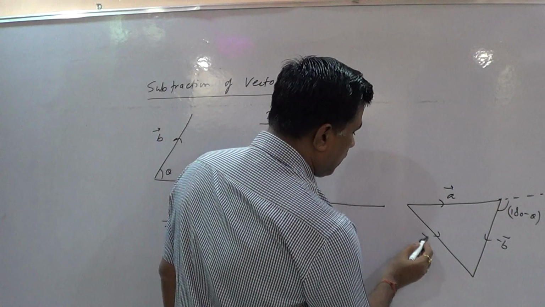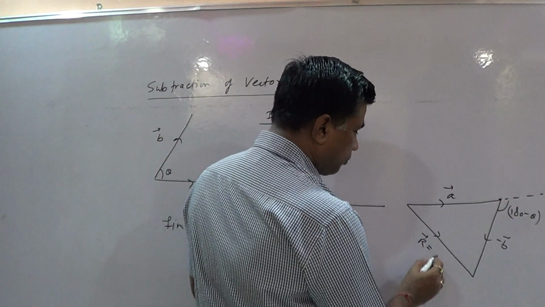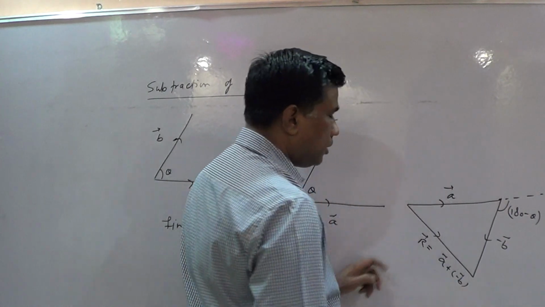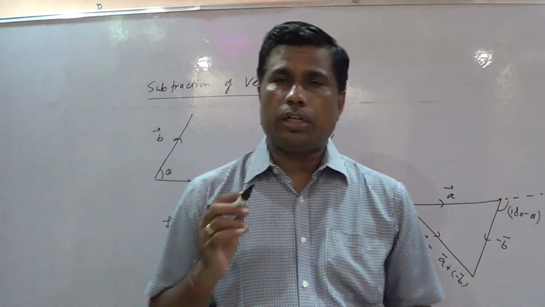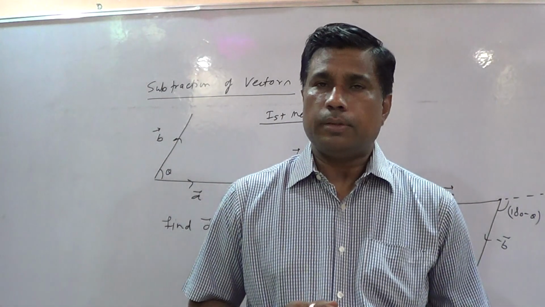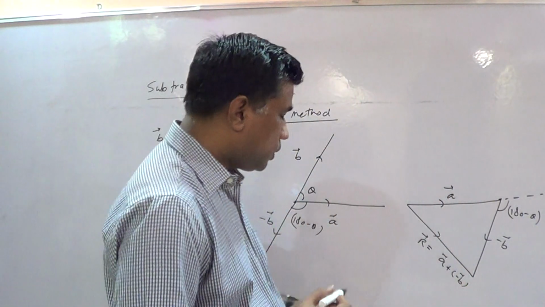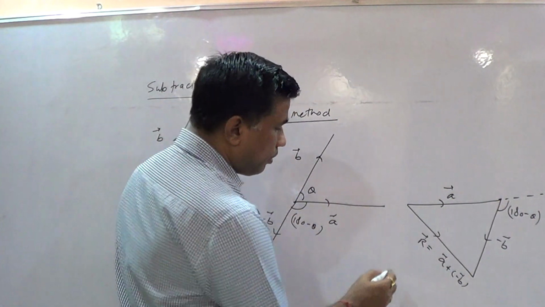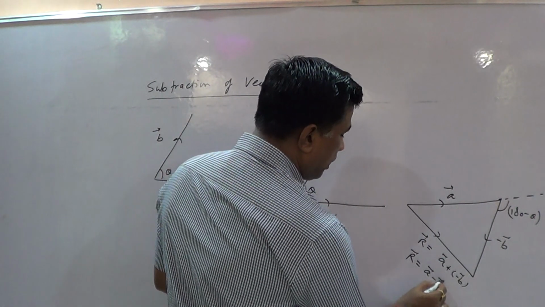Let this vector be r. So this vector r is the sum of these two vectors a and minus b. This is the triangular method of addition of two vectors. But I have not added vector b, I have added minus vector b. So this is the addition of these two vectors a and minus b. Finally, you can write, student, it is equal to a minus b.